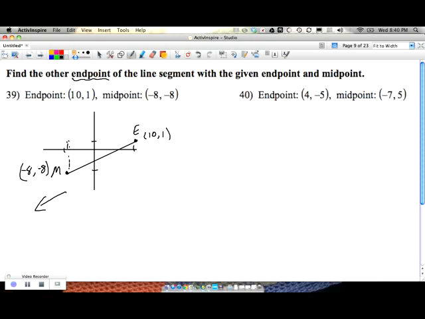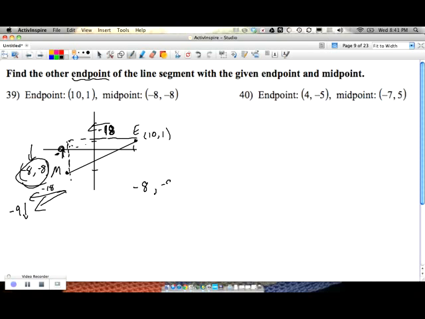Well, let's look at where we are and how we got there. The middle is at (-8, -8). And we got there by moving from 10 over to -8. So that's -18 in the horizontal direction. Move 18 left. And then we also moved from 1 down to -8. So it's going to be -9 in the vertical direction as well. So that means we have to move left 18 and down 9 again from this middle.